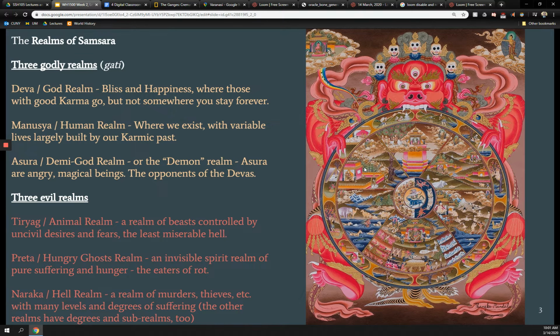There's the realm of the Preta, the hungry ghosts. This one is very interesting, and maybe we'll see a little more of hungry ghosts in this course, especially when we get to my home area of research, Japan. Hungry ghosts are a very interesting phenomenon. There's an invisible realm, so the hungry ghosts are all around us all the time. They could be sitting right next to you right now, is the theory. And they are the eaters of rot. This is my word for them here.